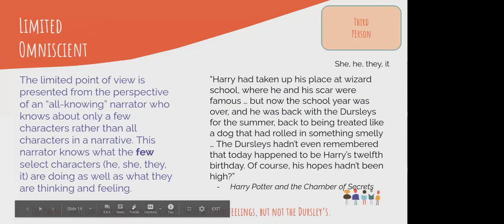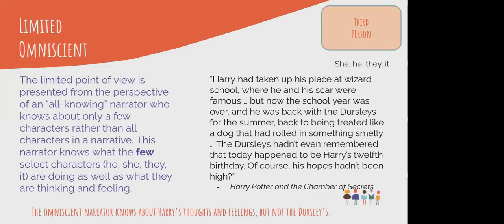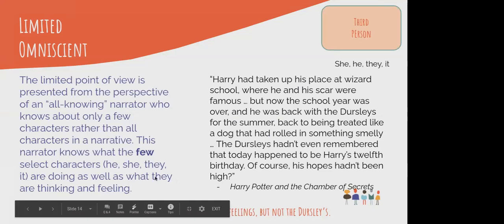Now, our other kind of third person is limited omniscient. This would be a point of view from the perspective of an all knowing narrator, again, who knows about only a few characters rather than all the characters in a narrative. This narrator knows what the few select characters are doing as well as what they are thinking and feeling.